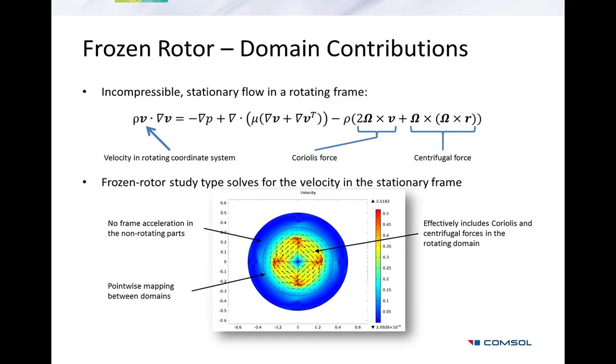For incompressible stationary flow in a rotating frame, the Coriolis force and the centrifugal force contribute to the momentum balance. And the frozen rotor study type solves for the velocity in the stationary frame, and it effectively includes the Coriolis and centrifugal forces in the rotating frame. Between the two domains, the flow quantities are mapped pointwise. Here the boundary between the two domains is shown by this circular black line here.